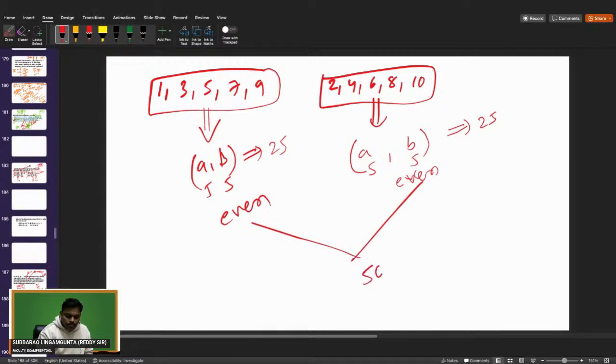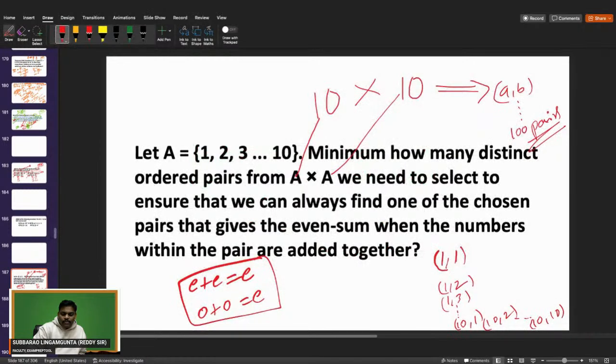Total 50. 50 possibilities are there where you will get the sum as even. Now see the problem.